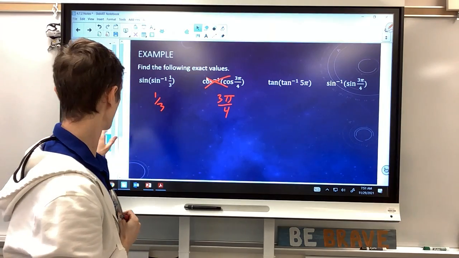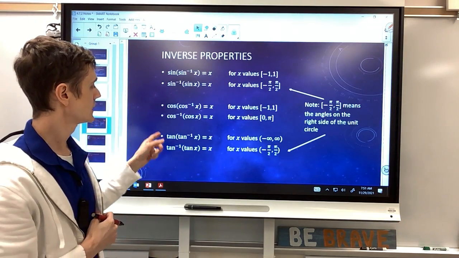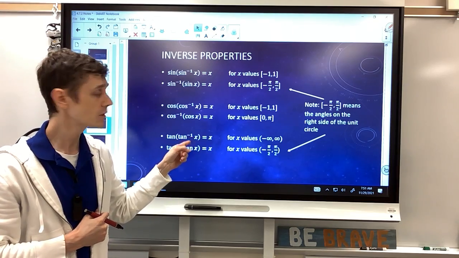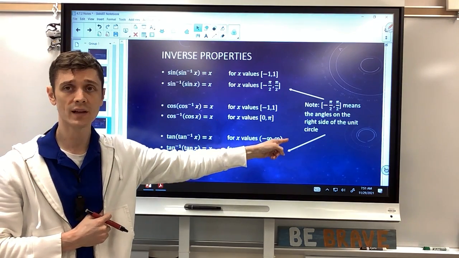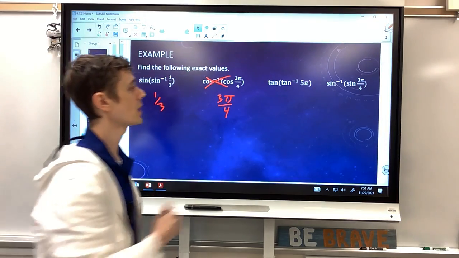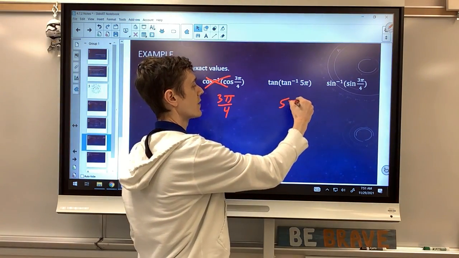One more example, this time with the tangents where the shortcut applies. Tangent of tangent inverse. This is the case where no matter what number they gave you, the shortcut can be applied. It can be any number from -infinity to infinity. So whatever number they gave me, yes, the shortcut does apply here. My answer is 5 pi.